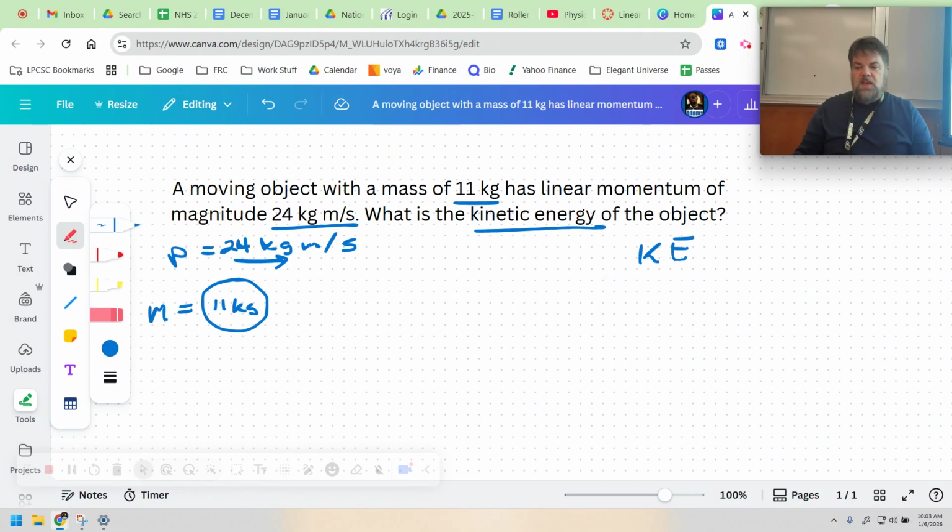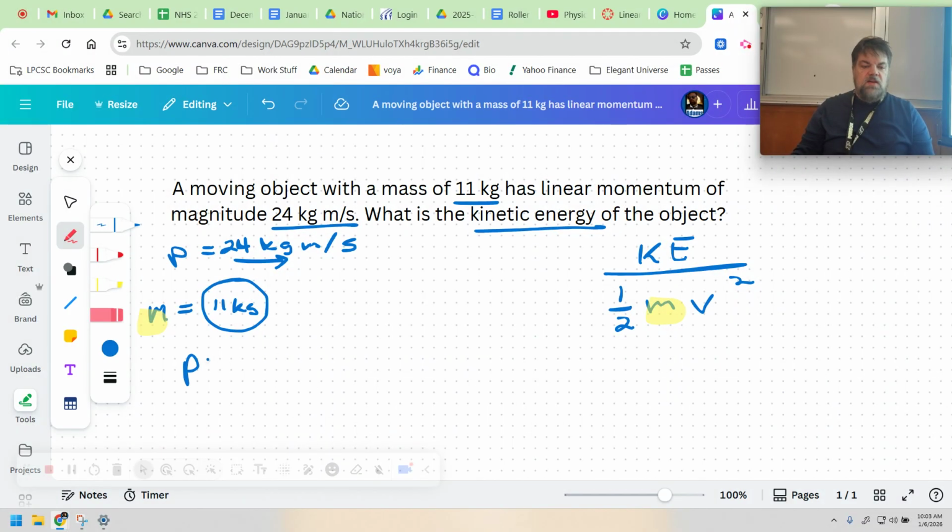Well, you may not remember, but we did cover this: the kinetic energy is equal to 1/2 times the mass of the object times the velocity squared. Well, I know the mass, right? I know the mass, but what I don't know is the velocity. So this is where the momentum comes in.